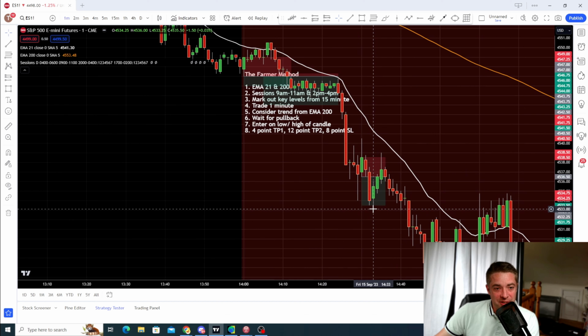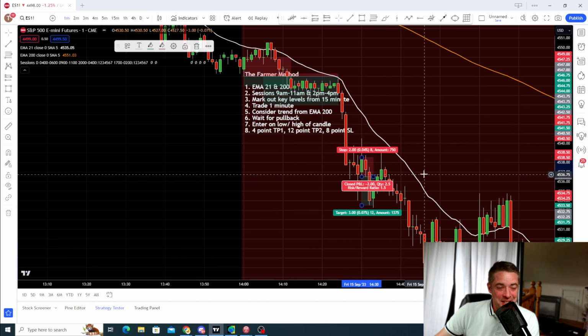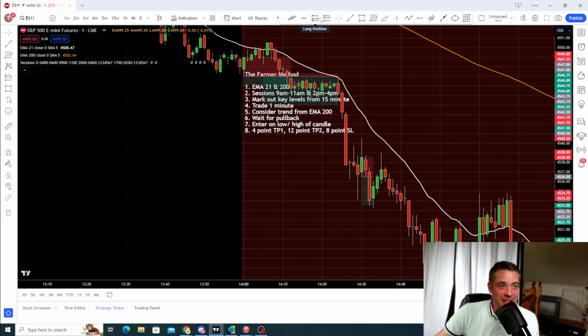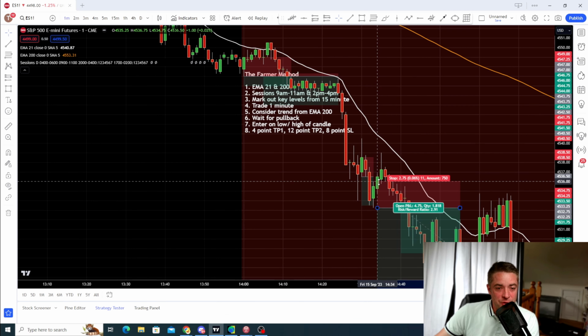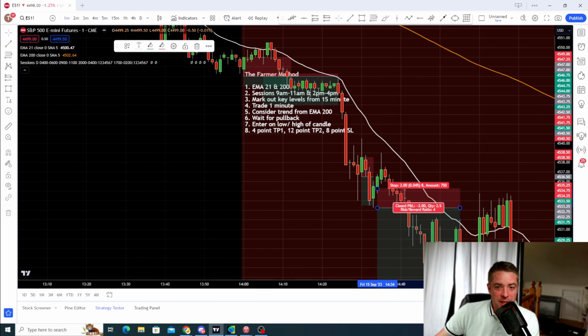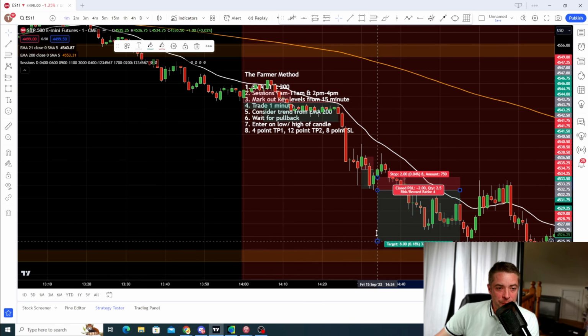We could do it here as well. If you just wanted to carry on, we could go, okay, let's take another short position. We're heading down. We've had our pullback. Bottom of that candle, stop loss is 8 points, target price is 4.